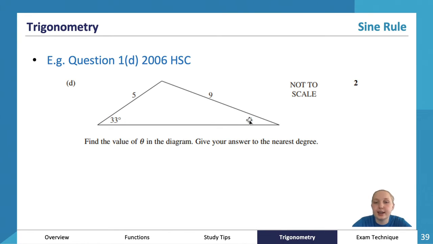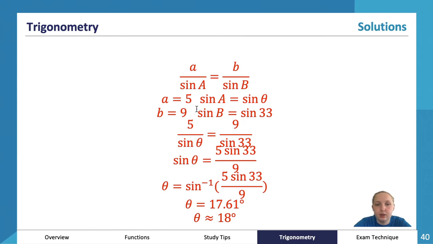So if this is sine A, then 5 is going to be our little a. If we have sine of 33, then 9 is going to be our little b. Okay, so we'll end up with a equals 5, sine A equals sine theta, b equals 9, and then sine B is equal to sine of 33. Then we just substitute those into our ratios, so we'll end up with 5 over sine theta equals 9 over sine 33.